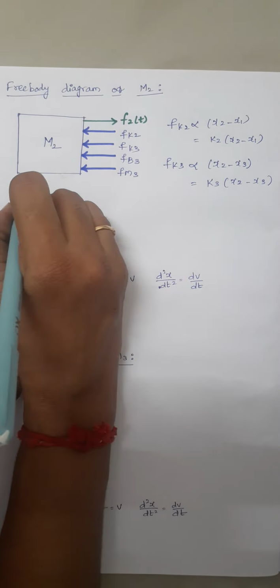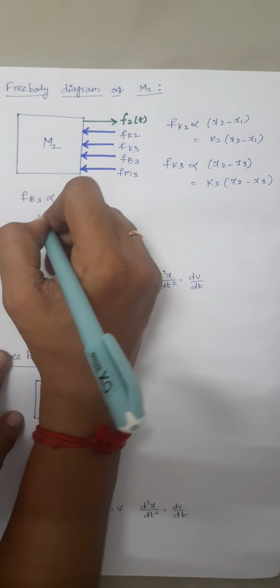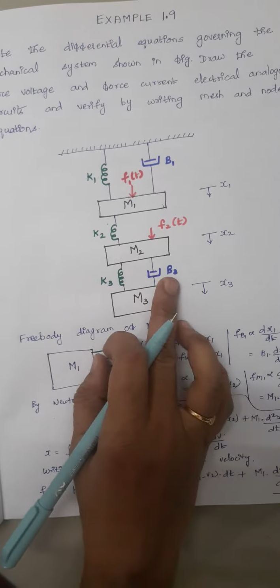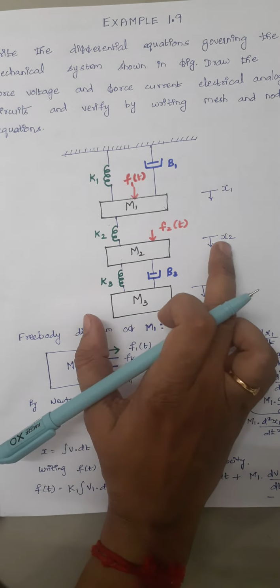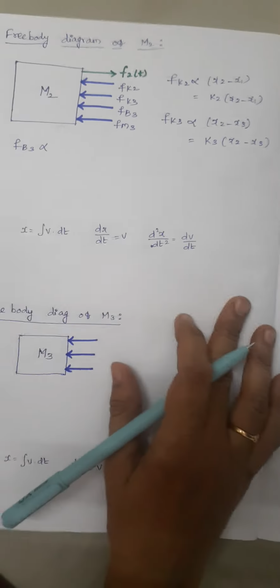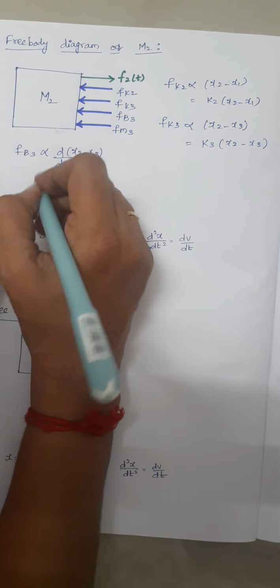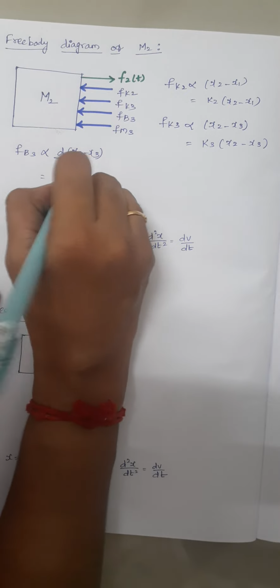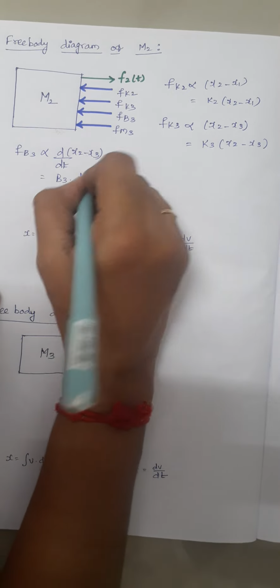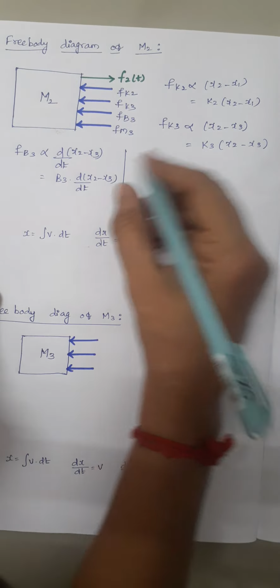Right. And the next one is Fb3. Again this Fb3, that is B3, is connected between M2 and M3. So the initial displacement, that is x2, we have to write as x2 minus x3. So Fb3 is d by dt of x2 minus x3. When you include the proportionality constant, this becomes B3 into d by dt of x2 minus x3. And the last one is Fm2.